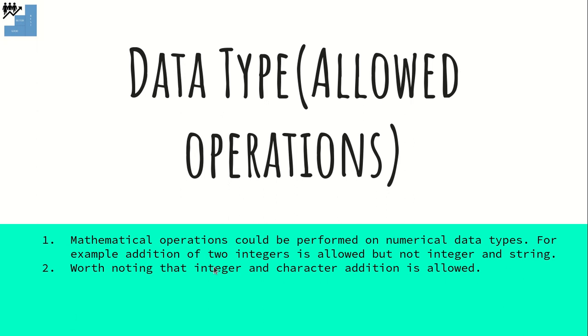Data type also tells what are the allowed operations on a particular data. Mathematical operations could be performed on numerical data types, and for example addition of two integers is allowed, but integer and string is not allowed in C. Worth noting that integer and character addition is allowed because character is after all an integer ASCII value only. So I'll illustrate it with the help of code.